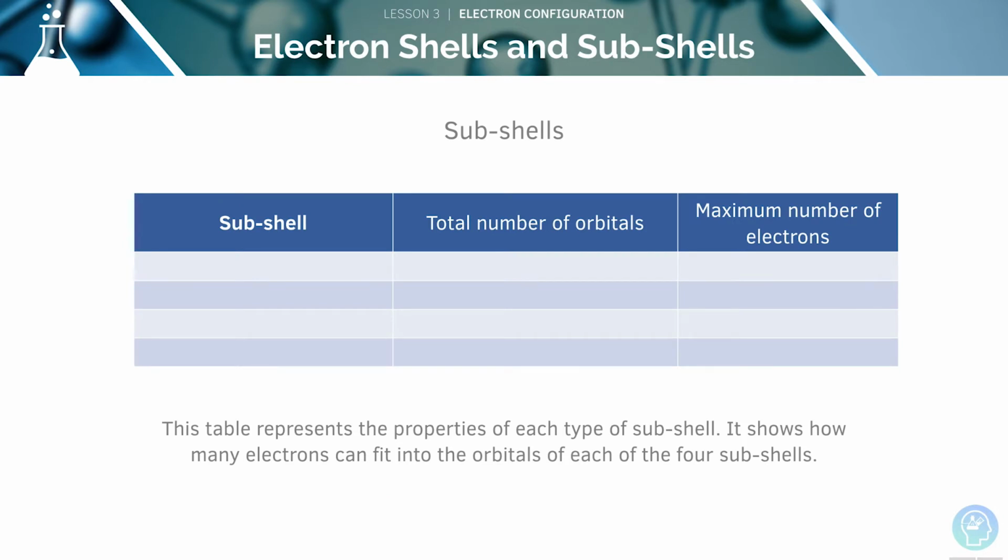We're now going to fill in this table, which shows the properties of each type of subshell. We'll be looking at how many electrons can fit into the orbitals of each of the 4 subtypes. We'll start off with subshell S. The total number of orbitals will be 1, which means that the maximum number of electrons will be 2.